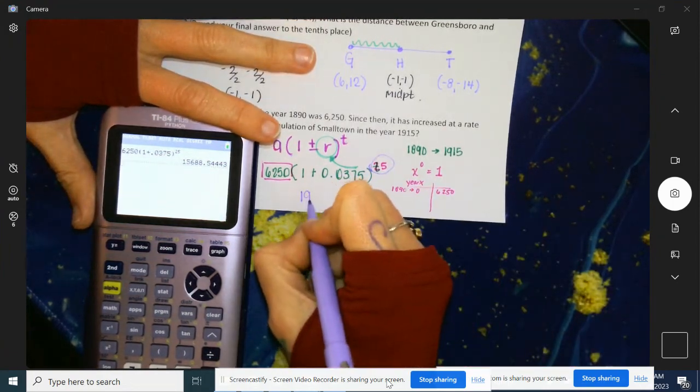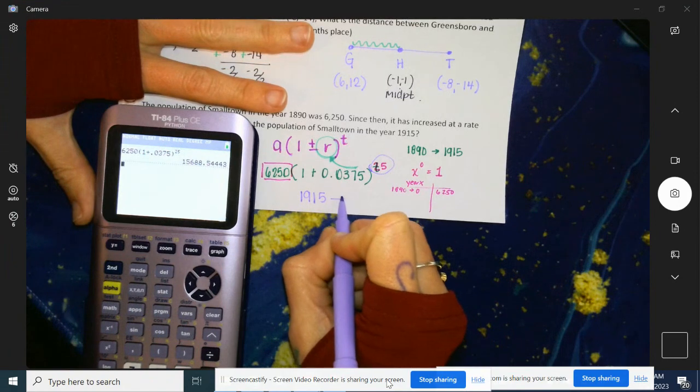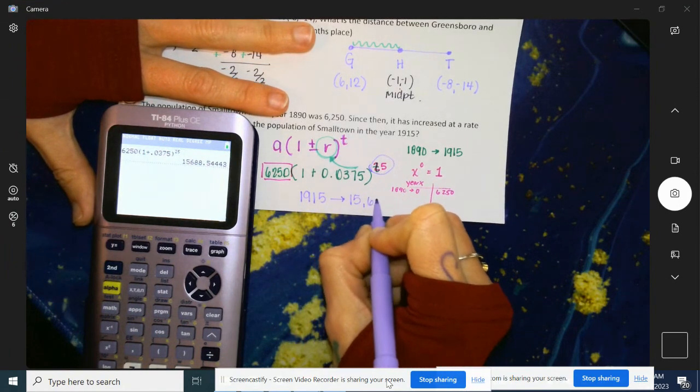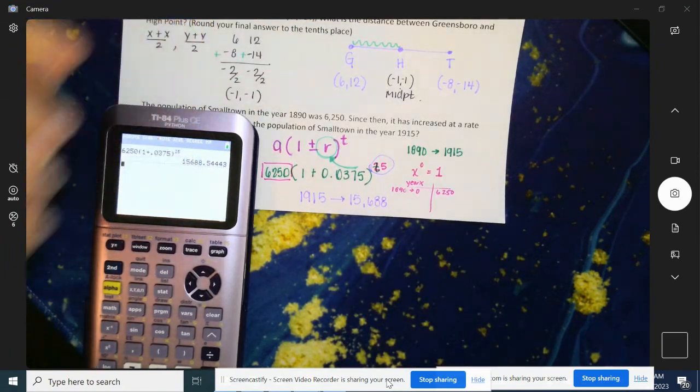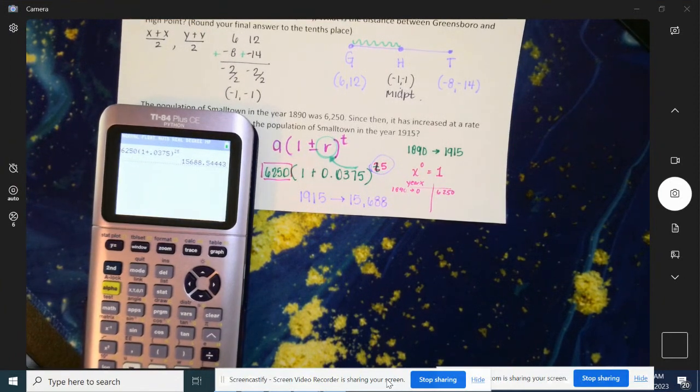So in 1915, its population, so we have 15,688.5. How many of you know there's 0.5 people?